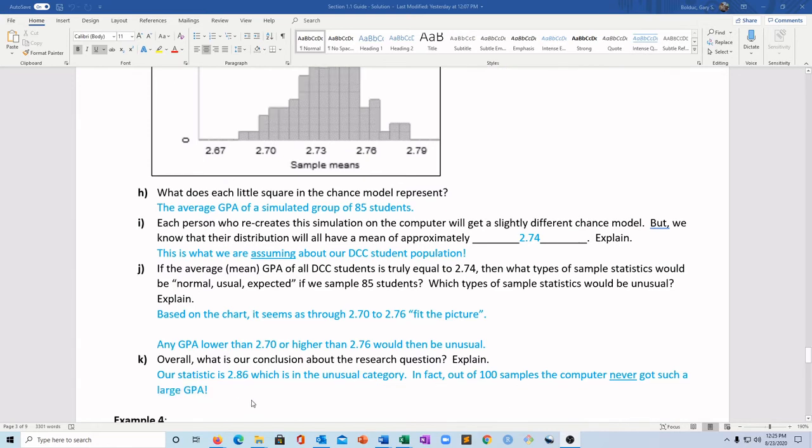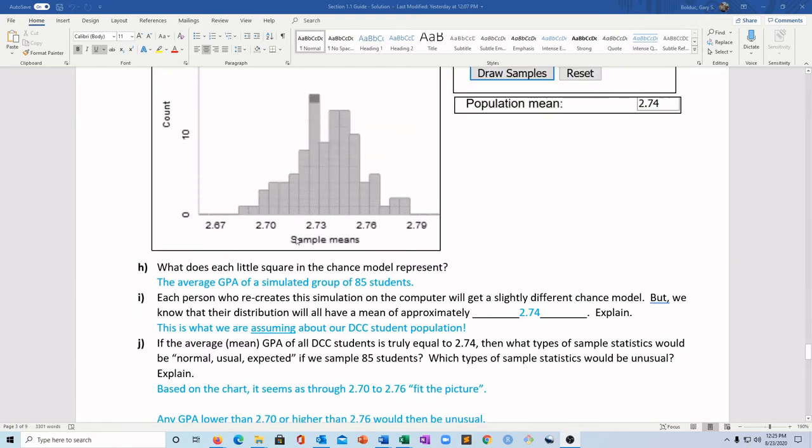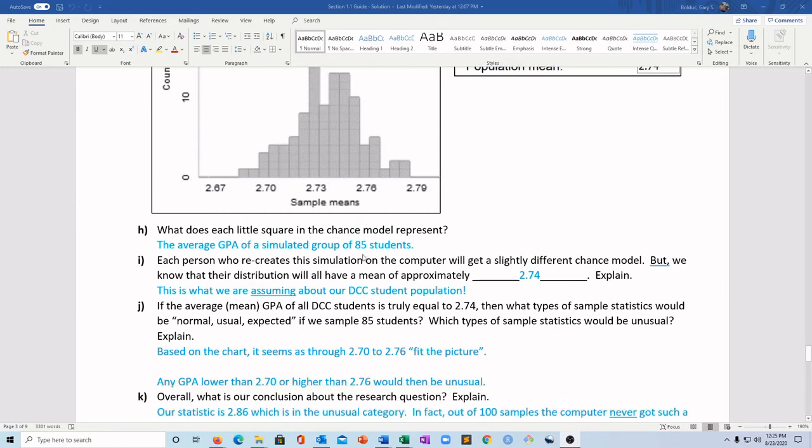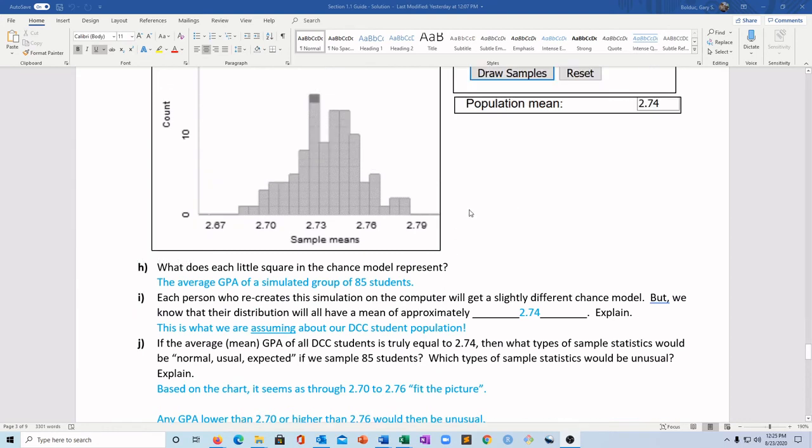Well, how do we make a conclusion? If this is what the samples of 85 students are supposed to kind of look like, assuming what our friend said was true, then we just take ours and compare it. Well, our sample was 2.86. That's over here. That's not even close to the picture.